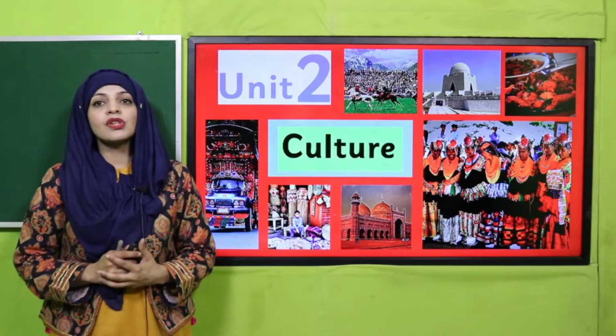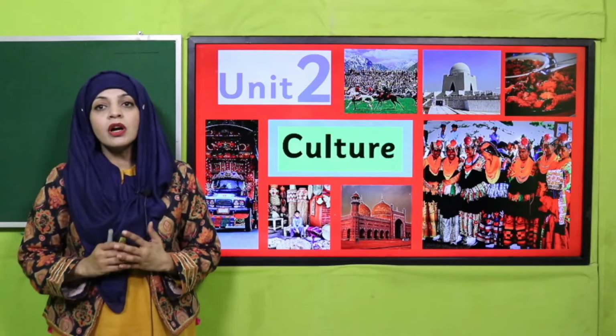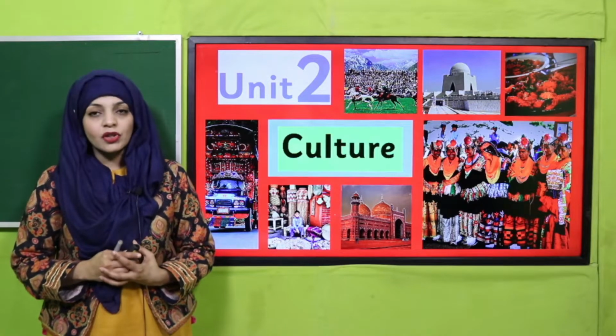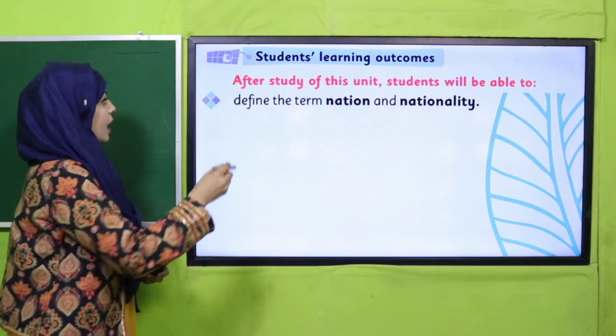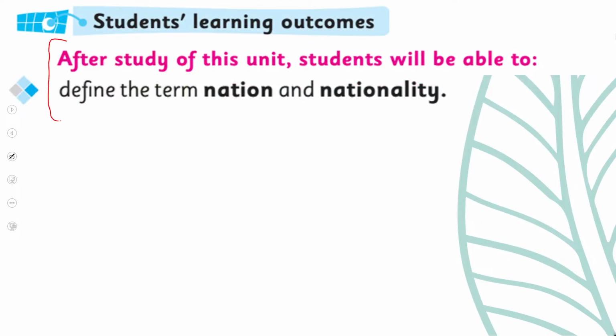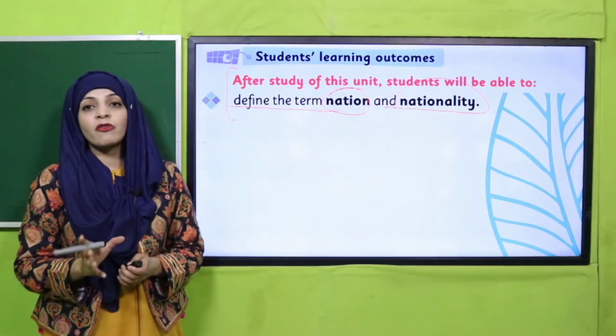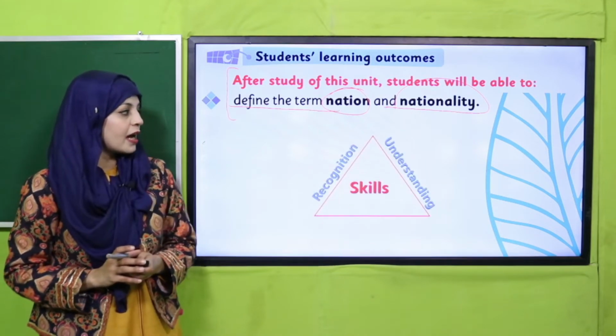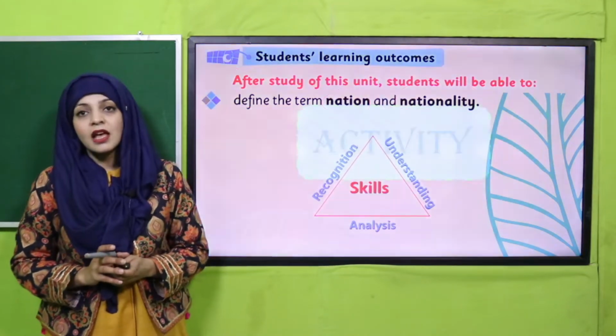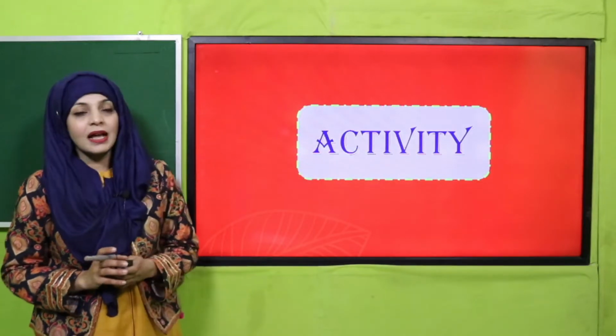My dear students, as you know, we are on unit number 2, culture, and today is its 7th lecture. So let's quickly look at the student learning outcomes. By the end of today's lecture, all the students will be able to define the term nation and nationality. Let's quickly move towards an activity, but before that, let's look at the skills that will be developed: recognition, understanding and analysis.